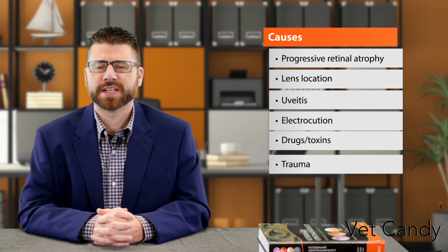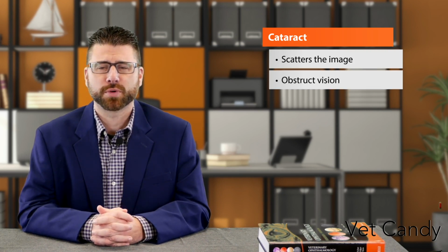So what does a cataract do for vision? The purpose of the lens is to converge beams of light and the image onto the retina in a specific place in order to project that image to the brain. However, with a cataract, the cataract will scatter those lights and images across the back of the retina, and it will also obstruct vision for the patient.